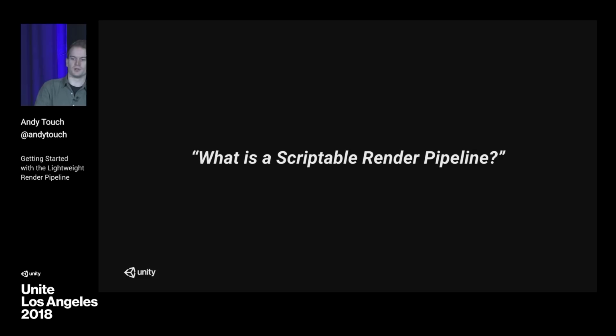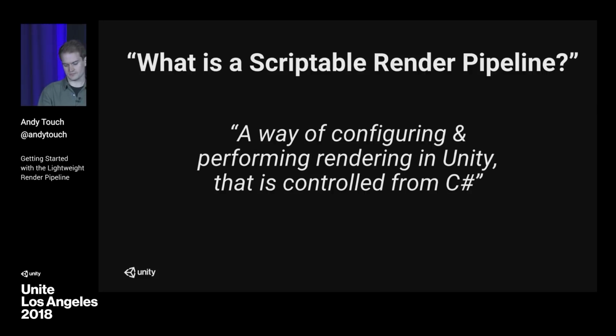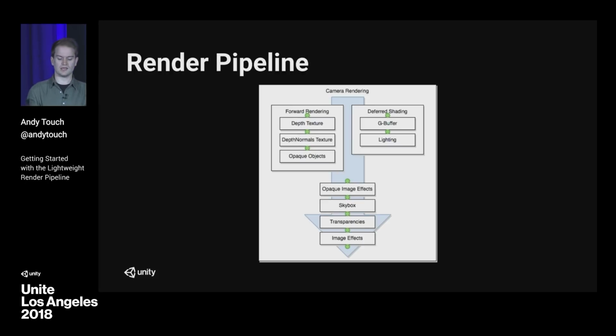So one big question a lot of people ask when we talk about lightweight render pipeline and HD render pipeline is what actually is a scriptable render pipeline? You've probably heard scriptable render pipeline, or SRP, mentioned quite a lot. The general consensus is that it's a way of configuring and performing rendering in Unity that is controlled from C#. So we're basically taking the render pipeline of how games and content and projects in Unity are rendered, and we're exposing this up, so you can read it, dissect it. It's less of a black box.